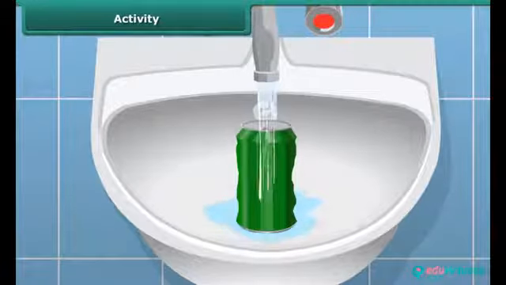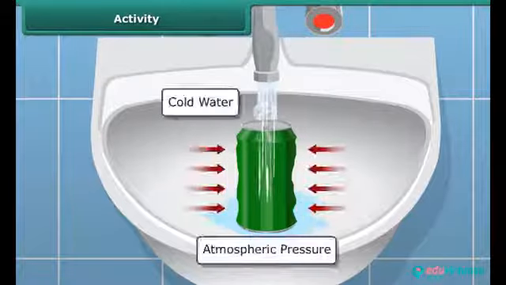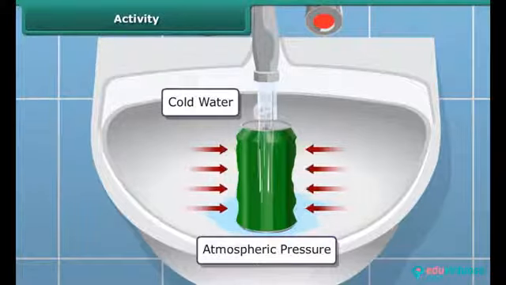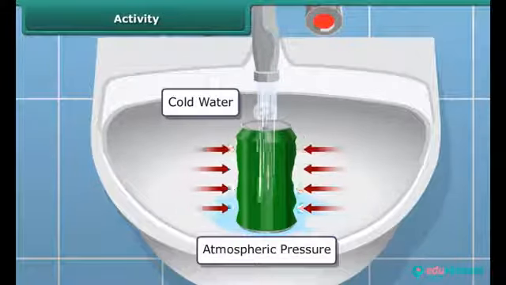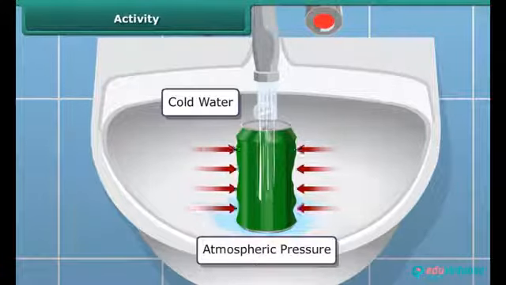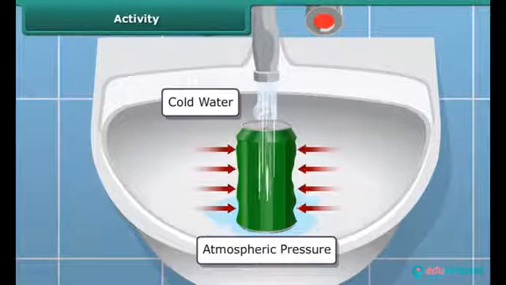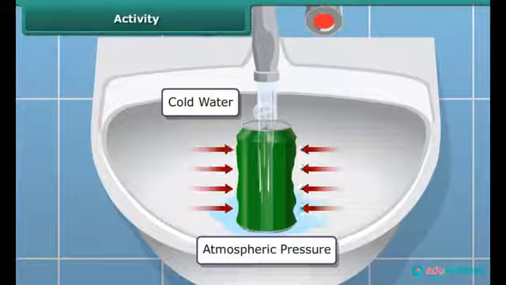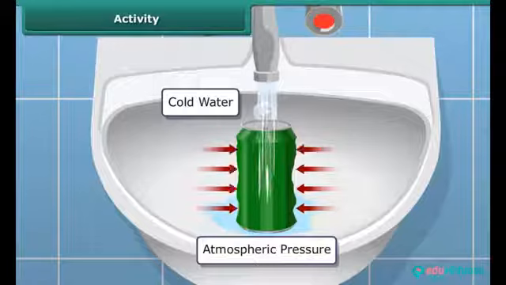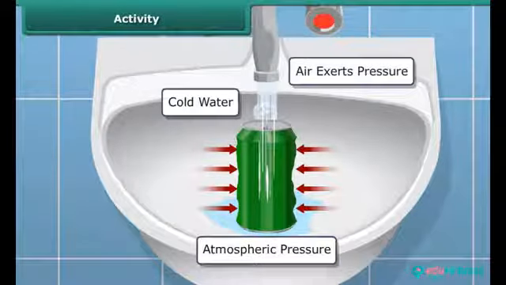Do you know why this is so? As water is poured over the can, some steam in the can condensed into water, which reduces the amount of air inside the can. That means air pressure inside the can decreases than the pressure exerted by the air from outside the can. As a result, the can gets distorted. So by this activity you learned that air exerts pressure.